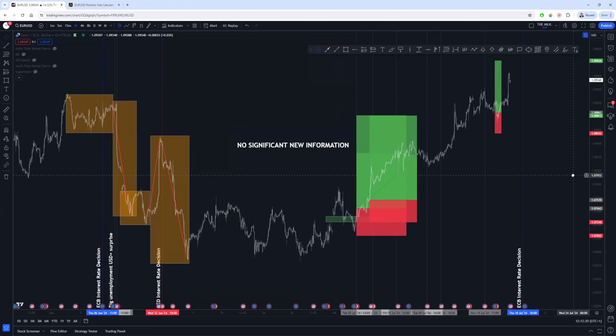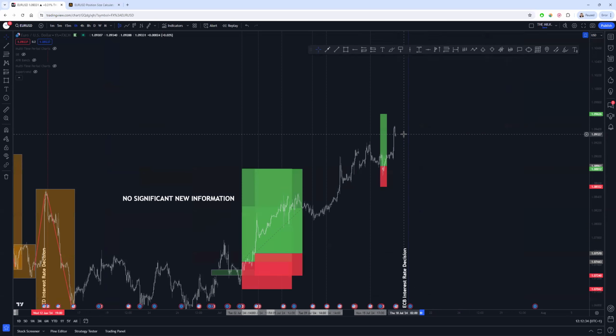Then what did I do? Then I added to my winner and I trailed my stop. And then I eventually took profits on both of these positions. I believe it was last week. And then now I'm in this position. Why? We're heading into the ECB interest rate decision now, which will be tomorrow at the time of recording this. And well, I'm uploading this today, so it will be tomorrow.